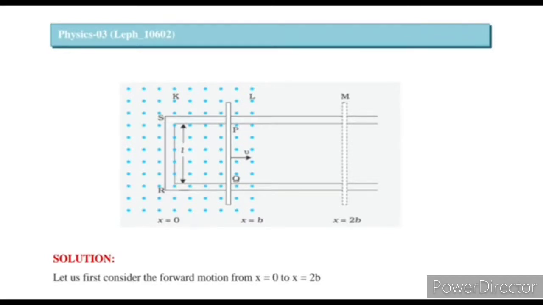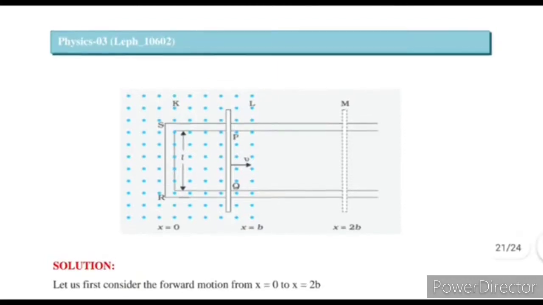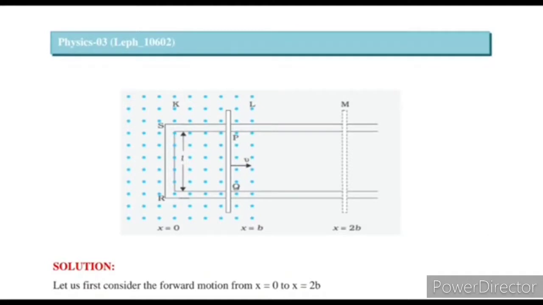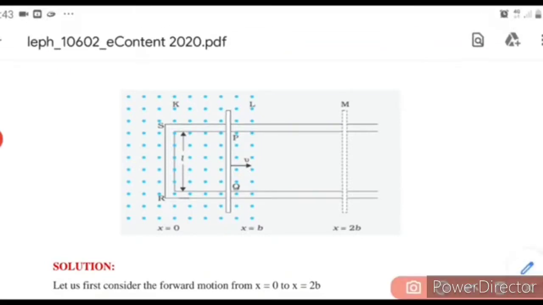And you have that rectangular frame as we were discussing, and PQ is the portion of the conductor which is moved. In this case, the magnetic field exists in the region of space from x equal to 0 to x equal to b. Only in this region is the magnetic field existing, and in this space the magnetic field is absent. So from x equal to 0 to x equal to b there is magnetic field. From x equal to b to x equal to 2b there is no magnetic field.